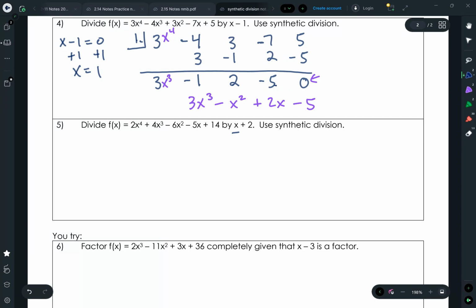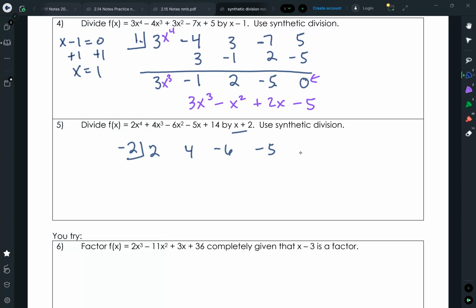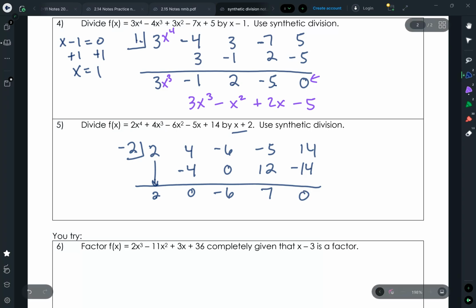If I have a factor of x plus 2, my shelf number is going to be a negative 2. And let's go ahead and write down our coefficients in order: 2, 4, negative 6, negative 5, 14. Leave a little space. You're going to bring down the 2. And then 2 times negative 2 is negative 4. It's kind of weird. We add and get a 0. 0 times negative 2 is still 0. But now when I add, I'm back to numbers again. So negative 6 times negative 2 is 12. Add, I get 7. Times negative 2 is negative 14. Remainder of 0.